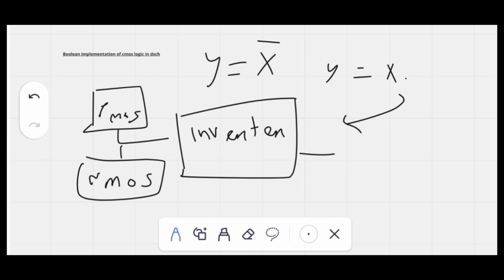If your Boolean expression doesn't have a bar on top of it, then you have to pass the output through a CMOS inverter. If it does have a bar, then take the output without the inverter.